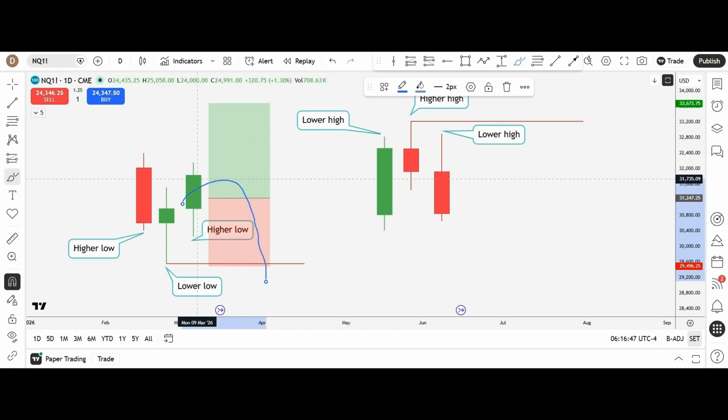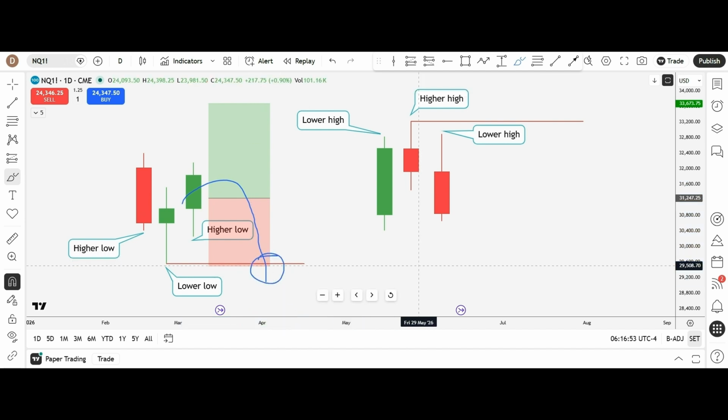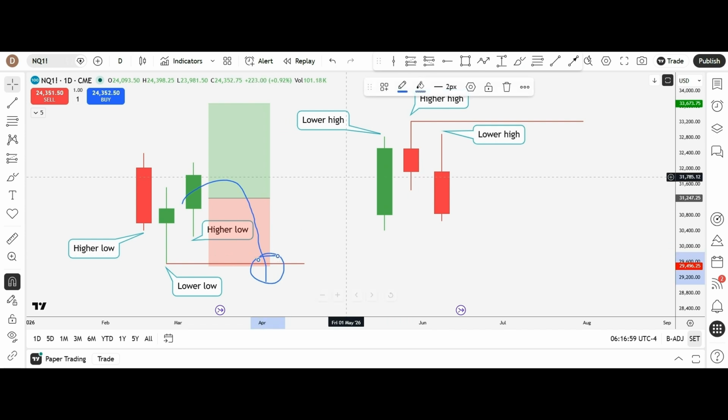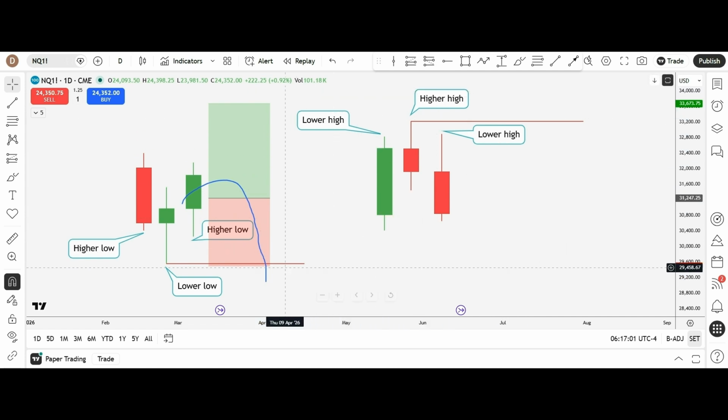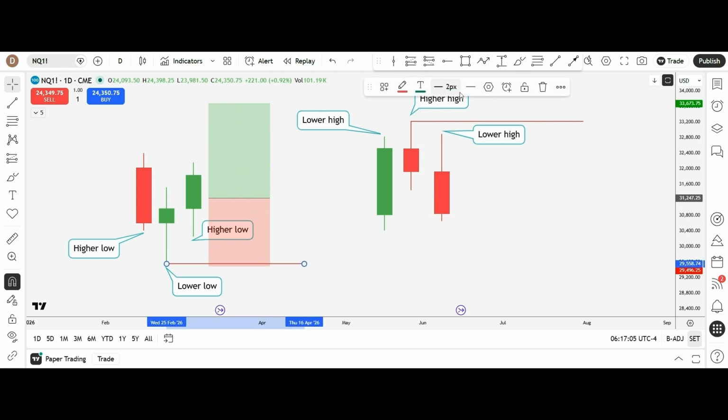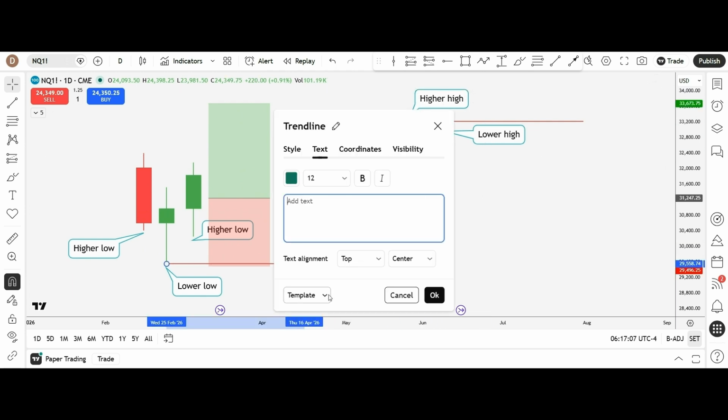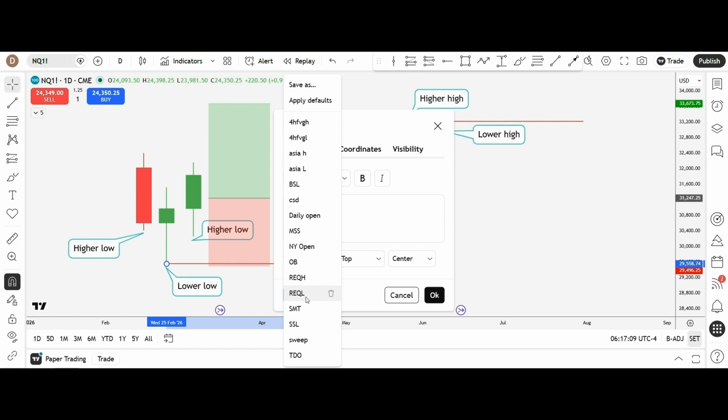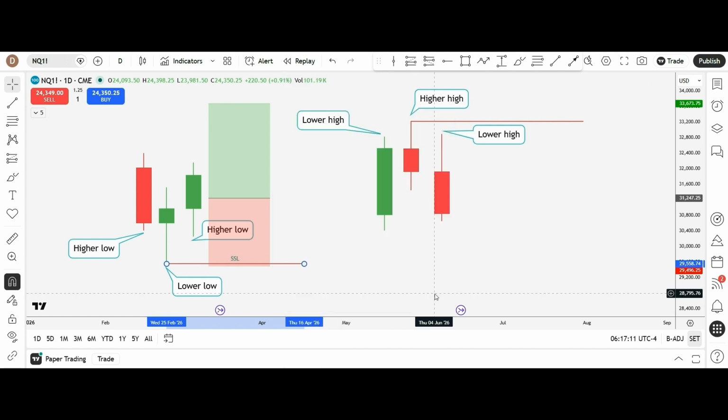So if the price is going like this and reaches this area over here, this means that their stop losses will trigger and they will have to sell their assets in order to cover their positions. For this reason, this level over here, this swing low over here, is called sell-side liquidity.